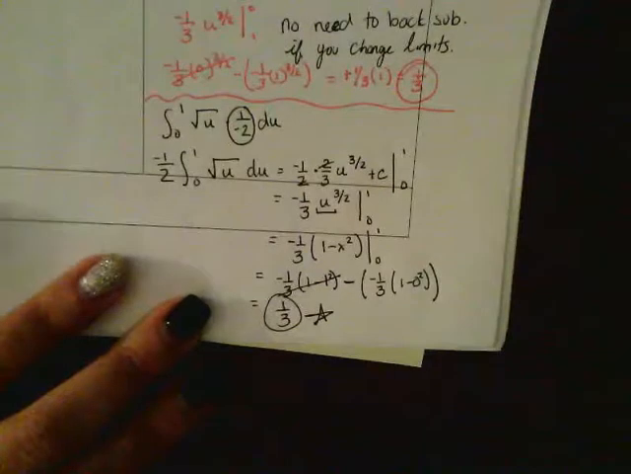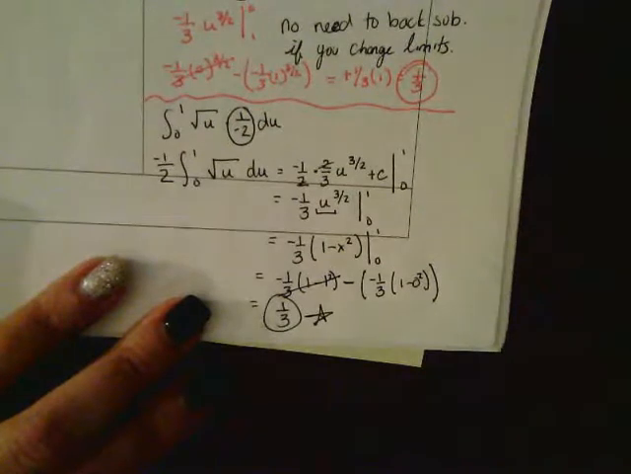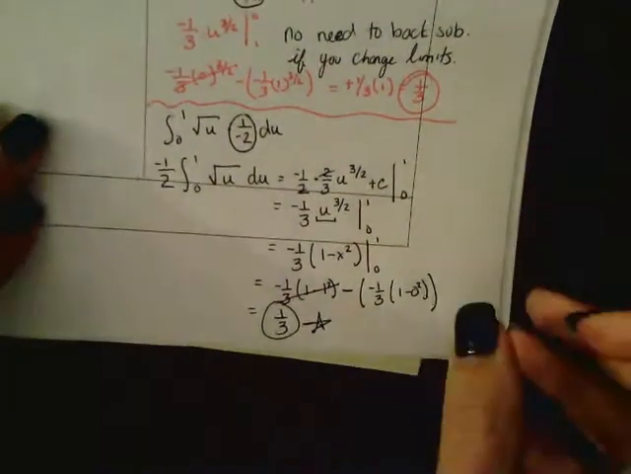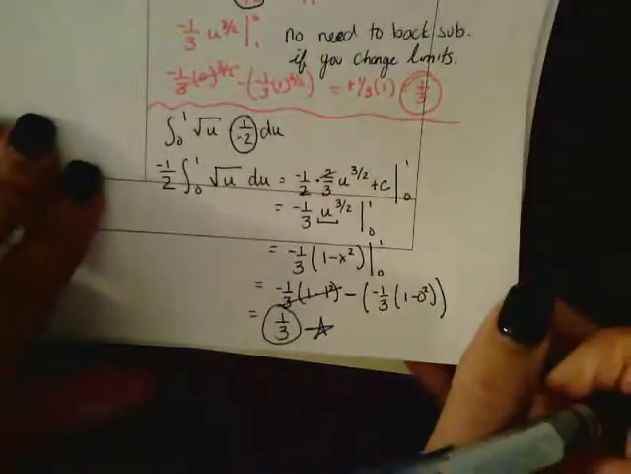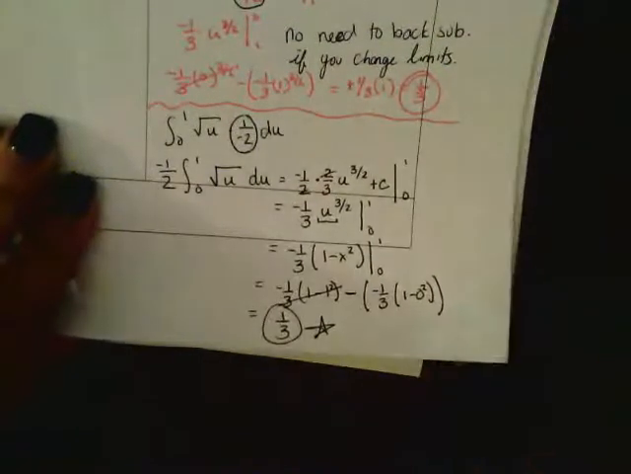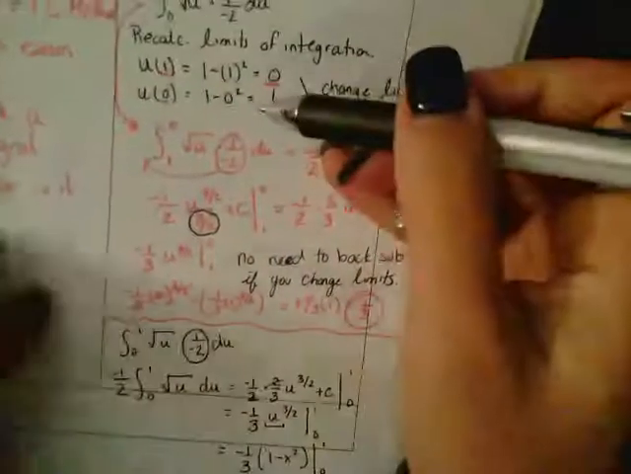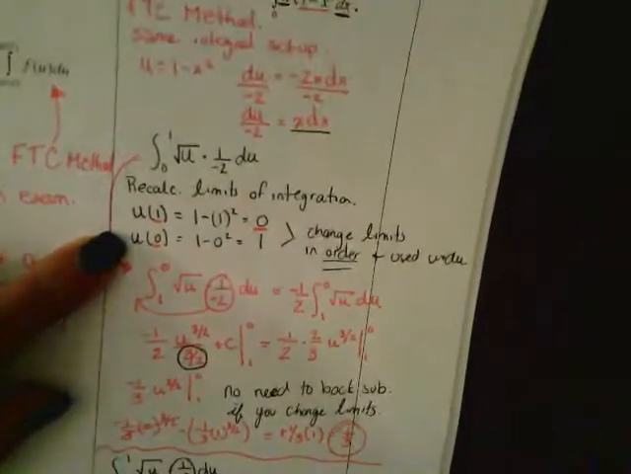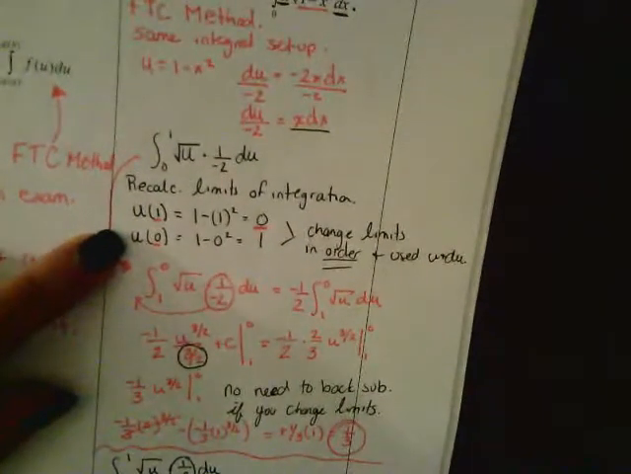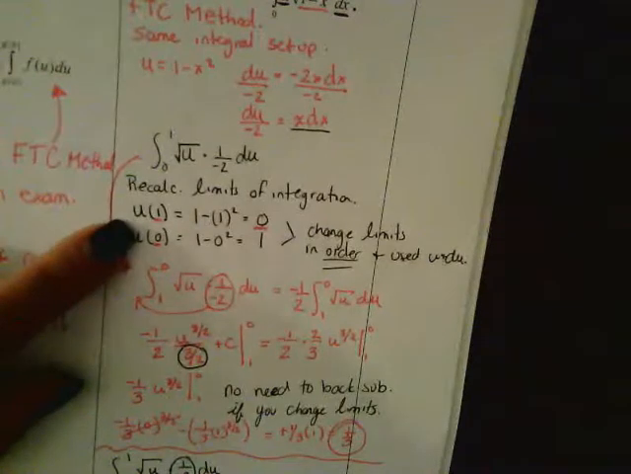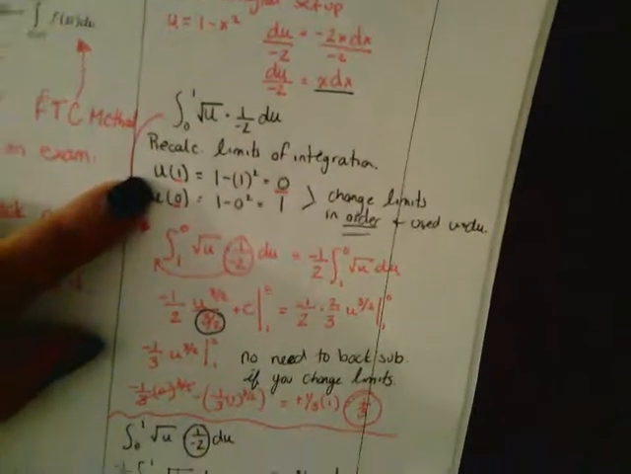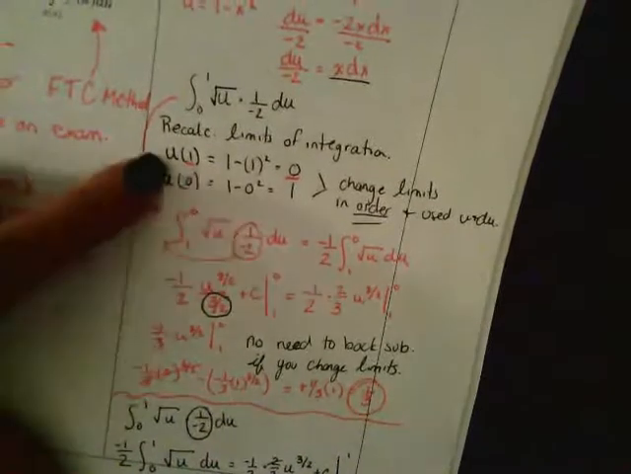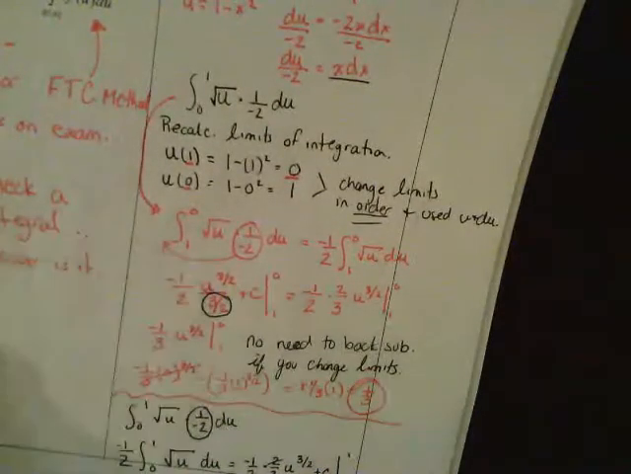You choose which one you want to do on the exam. On the AP exam, they may ask you to use the fundamental theorem of calculus to do this. Okay, so it's probably very beneficial to know both. I personally think that this is the easier way, using the fundamental theorem of calculus, because there's no need to back substitute. Just change your limits and use the u. Change your u's, use the u's. Okay?